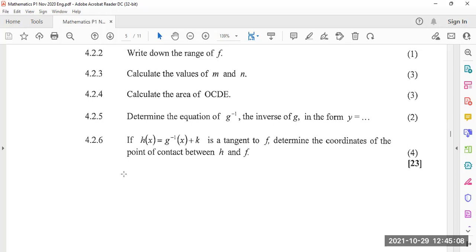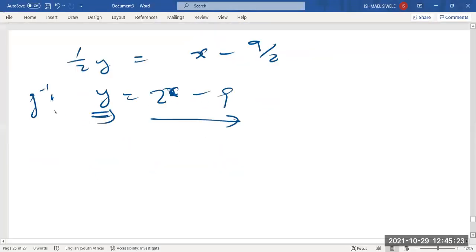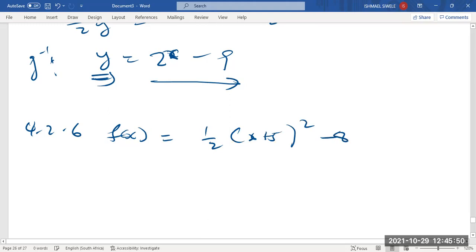This is a very, very interesting question. They're saying if this thing is the tangent to f, the concept of calculus is also brought here, like 4.2.6. So the examiner is bringing a lot of concepts into a single question. Okay, so we have seen that f of x was given to us as 1/2 (x plus 5) squared minus 8, right? This is what they gave to us. The examiner brought a lot of things into the very same question.